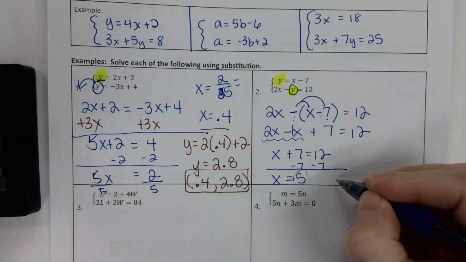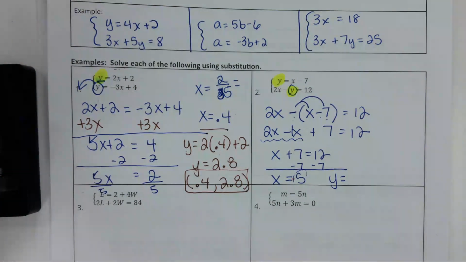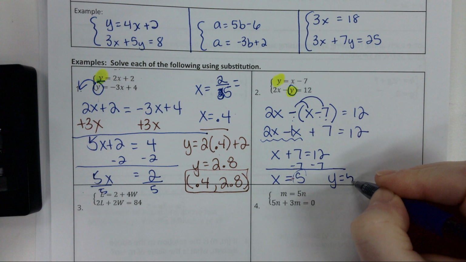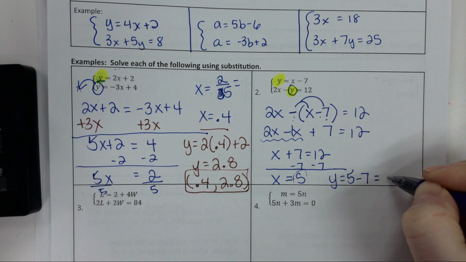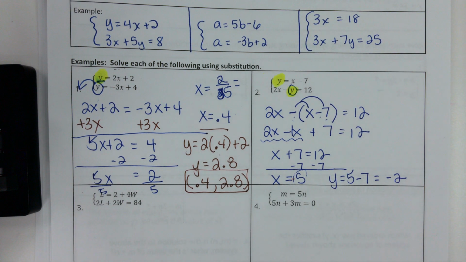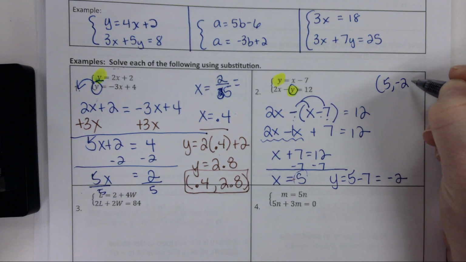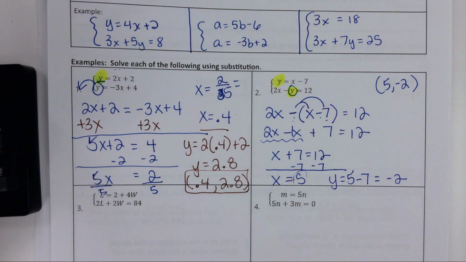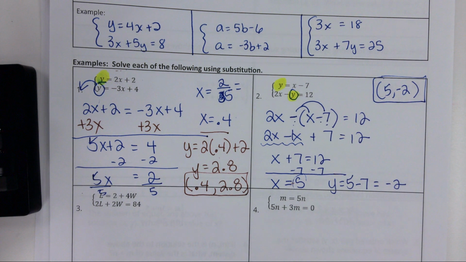So to find y, up here it says take x and subtract 7. So I know what x is. X is 5. 5 minus 7 is what? Negative 2. So I have 5, negative 2 is my answer. You getting this? We need to do another one? I think we should.